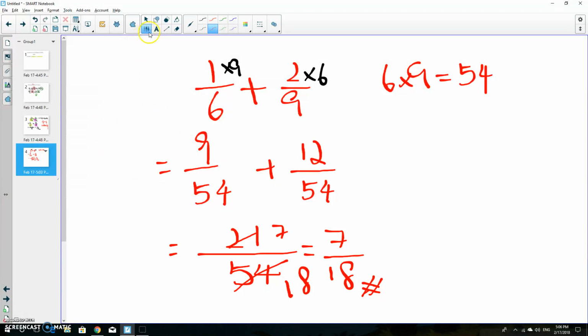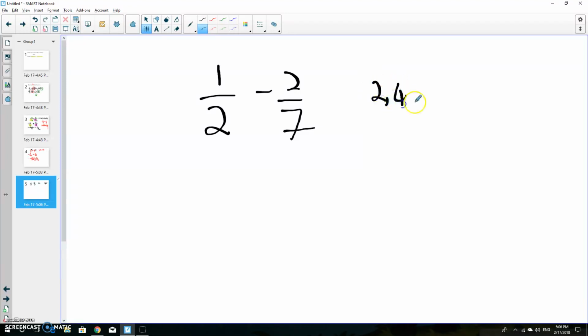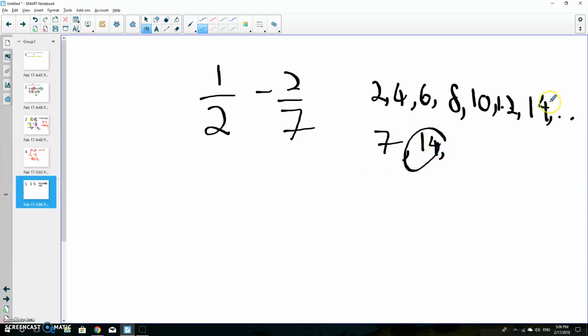And this time the second method actually worked a little bit better. So we're just going to do 1 over 2 minus 2 over 7. If I'm thinking about lowest common multiple, you can kind of see that this is an even number, this is 7. If you're going to list all of that out, you have 2, 4, 6, 8, 10, and 12, and 14, all the lovely things. 7, 14, there you go, 14. So basically you multiply these two numbers.